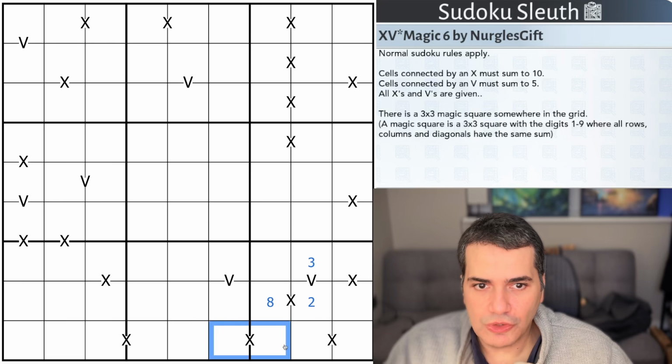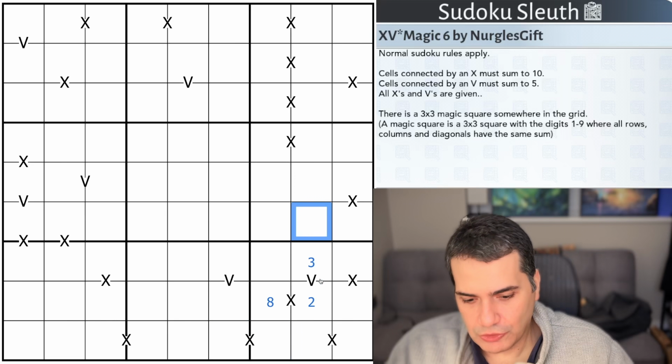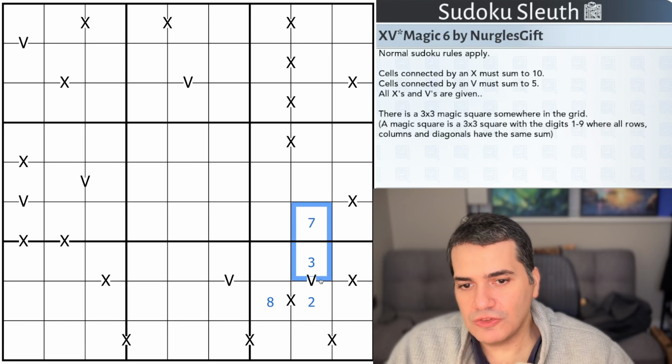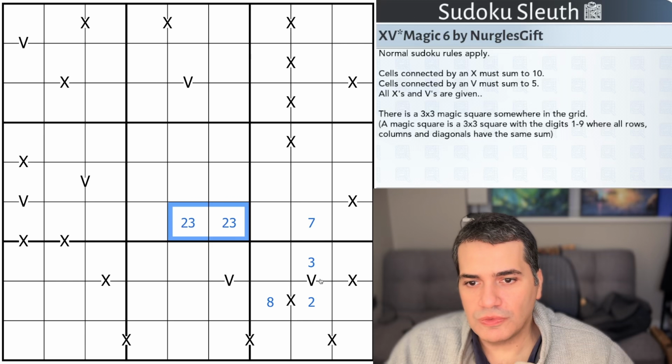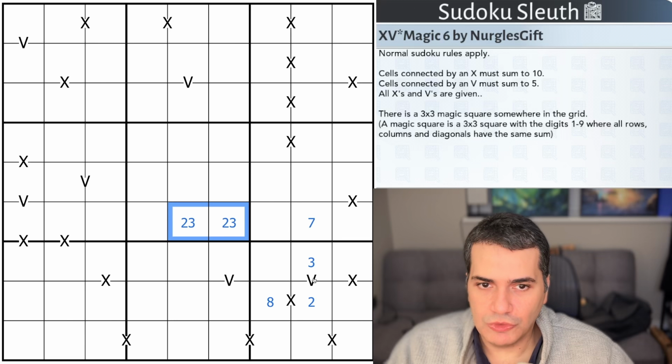Emphasis here is on negative constraints. All X's and V's are given. So I cannot do the following. I cannot place a 7 in here. That would make these two cells add up to 10 without an X between them. I couldn't do 2 and 3 as such. They would add up to 5 and there's no V between them. So negative constraints do apply.